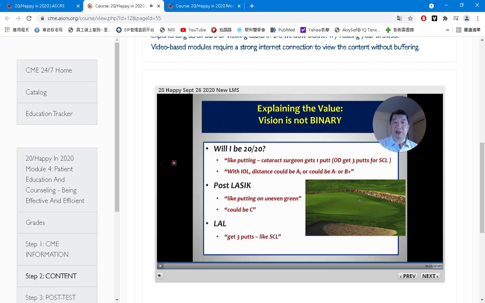The light adjustable lens, though, it's like having 3 putts. Like with contacts, I can try different ones. For the distant eye and for the near eye, I can experiment. We can move it a little closer or a little further away.